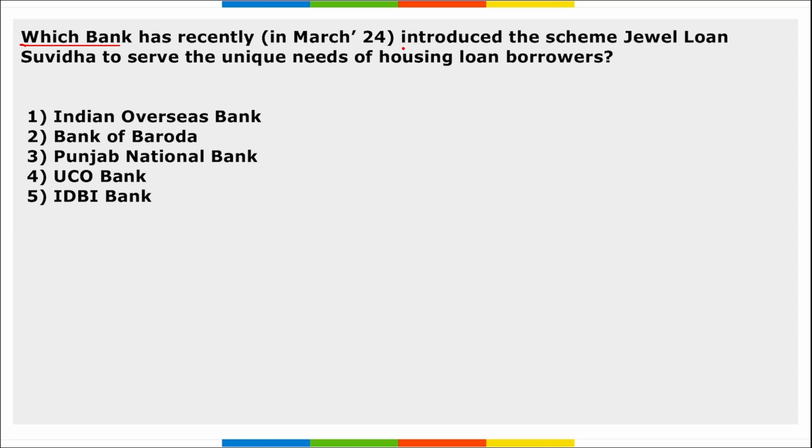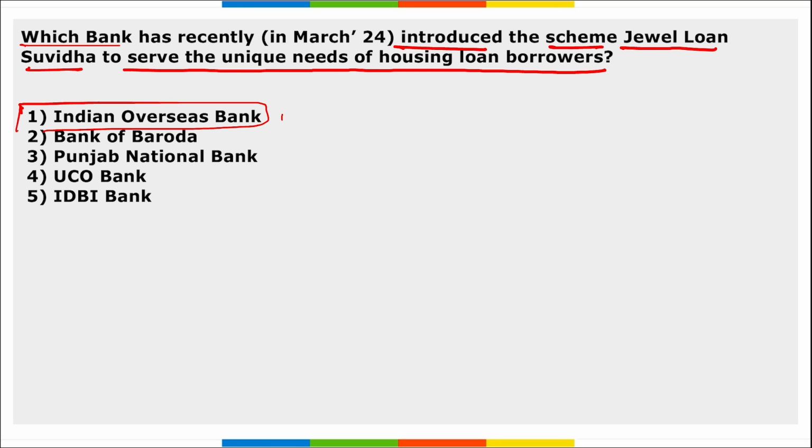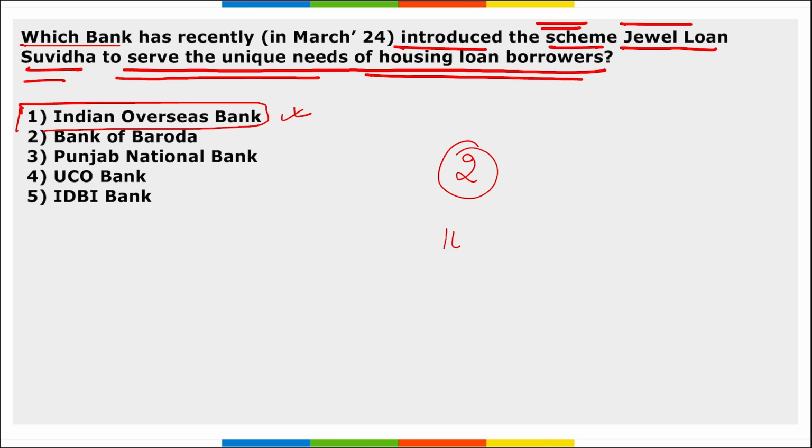Moving on, which bank has recently introduced the scheme Jewel Loan Suvidha to serve the unique needs of housing loan borrowers? It is Indian Overseas Bank. So they have launched two products. Which are these products launched by Indian Overseas Bank? One is the IOB Gold Powered Loan and second is the Jewel Loan Suvidha. Right? Take a note of this.